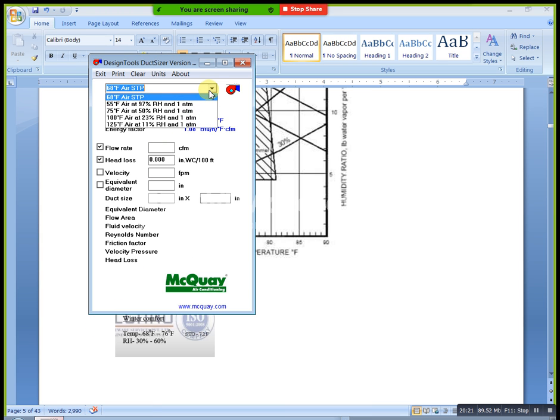When you select this one, already we know our head loss, meaning friction. What is our friction here? Inches water column per 100 feet. You can mention 0.08 directly. Okay, then you can mention your flow rate, for example 5000.